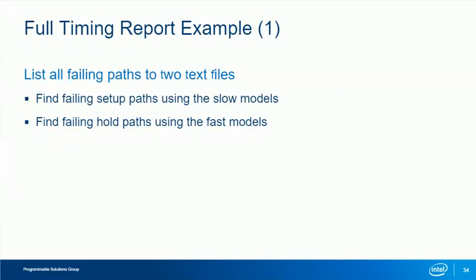It will find the failing set of paths using the slow corner timing models and find the failing hold paths using the fast models, since setup is more likely to fail with a slow model and hold is more likely to fail with a fast model.